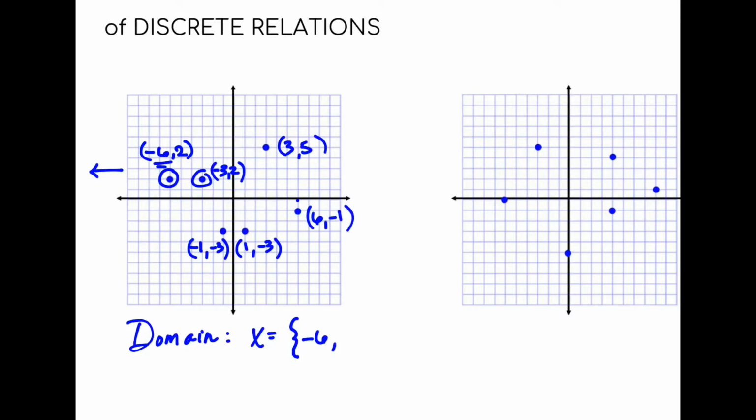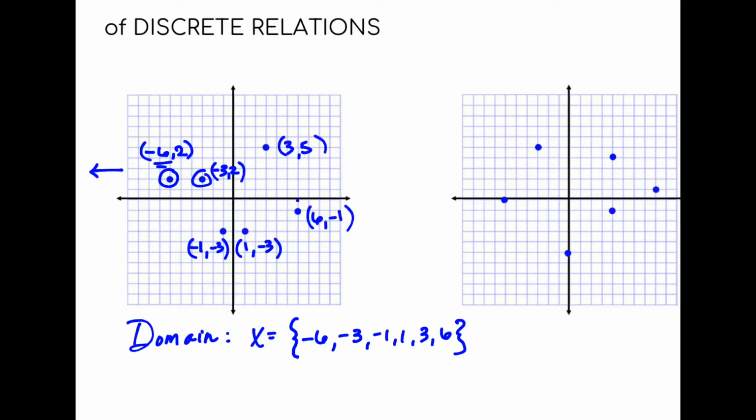So I just need to take all of these x values, and I like to do it in order, and list them so that I can express my domain. So we started with -6, and then we have -3, -1, +1, 3, and +6. This is the set of all of the x values that are parts of the solutions to this relation.